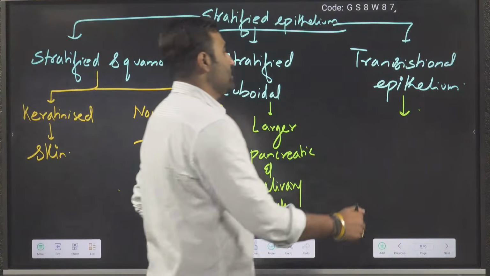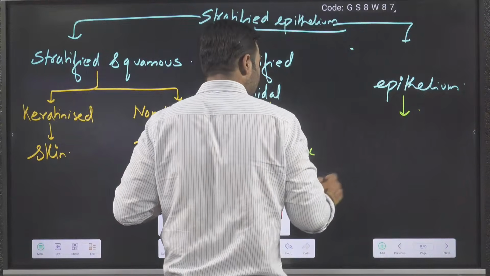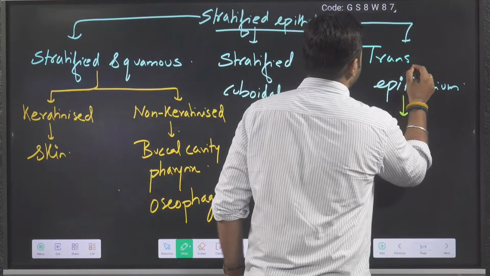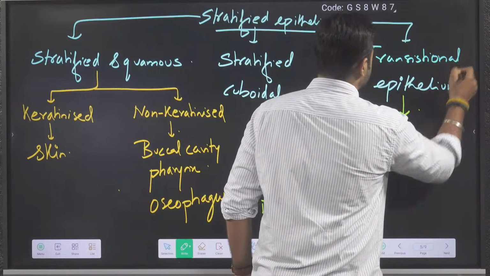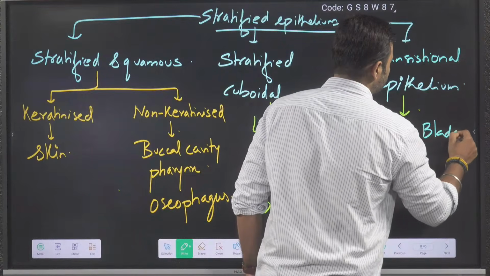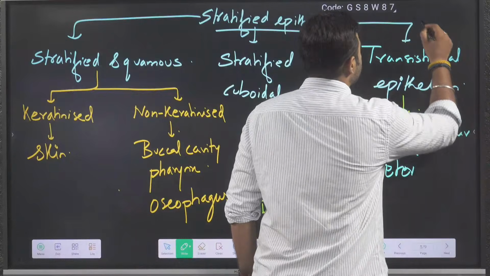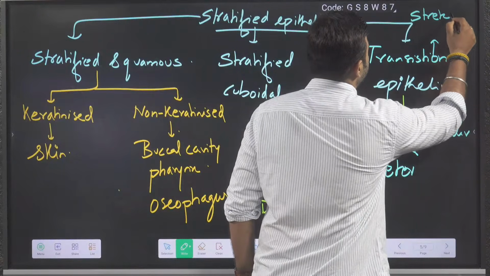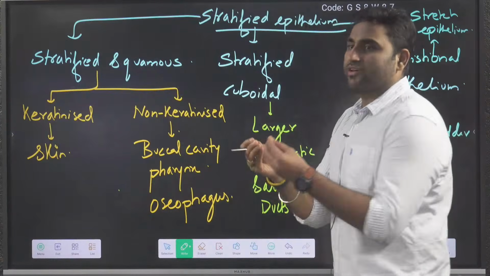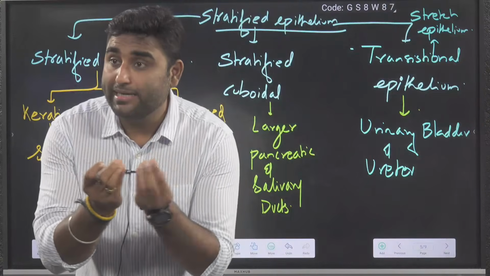Transitional epithelium, yes, very good. Transitional epithelium will be present in the urinary bladder and ureter. It is also called stretch epithelium. It has the ability to stretch.